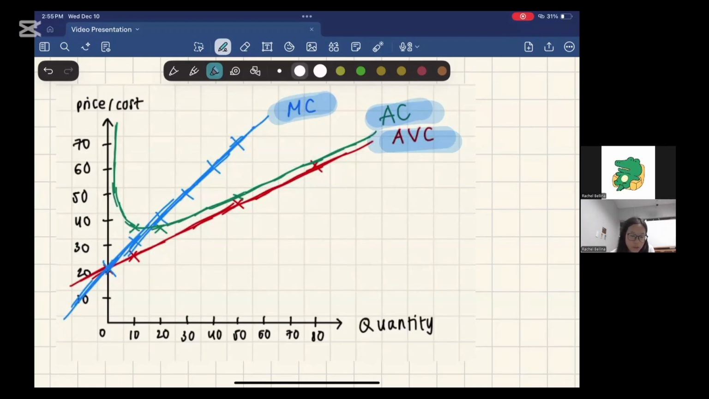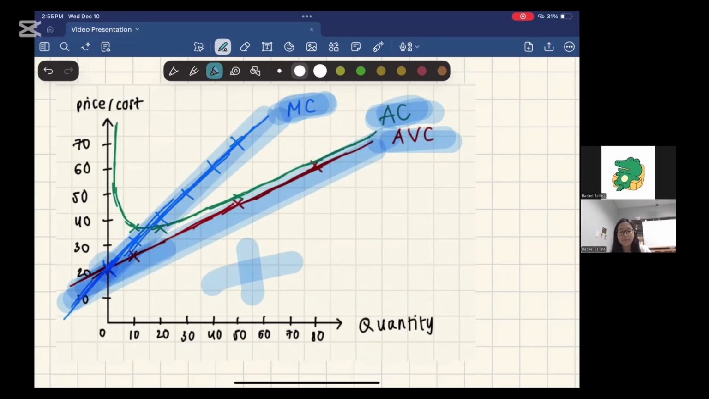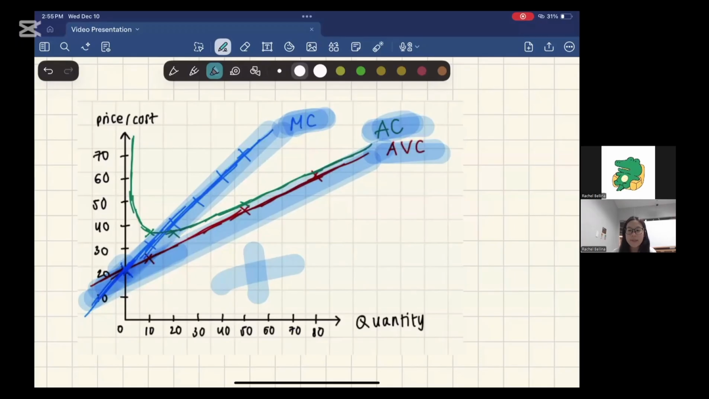The marginal cost cuts the average cost at its minimum, and the average variable cost lies below the average cost, and the average variable cost increases steadily because its slope is positive. And the marginal cost starts at 20 and increases linearly. So that's all from my explanation.